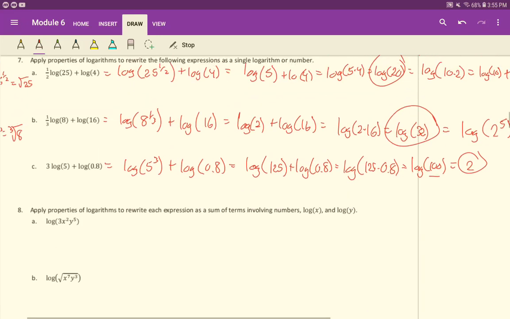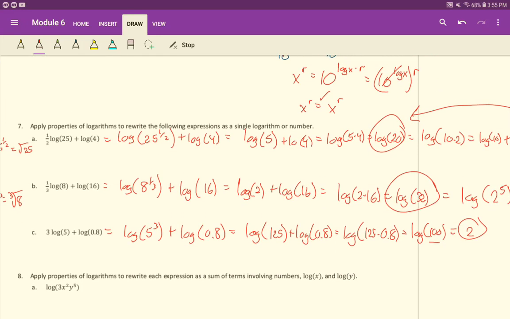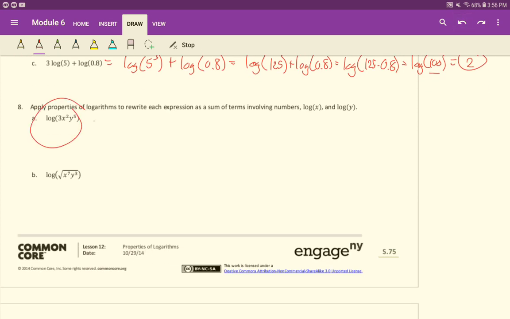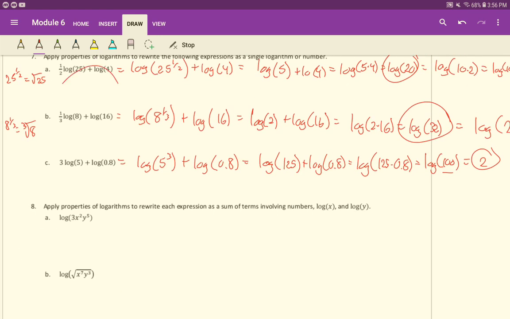Welcome back. So in the previous lesson video, we looked at rewriting multiple logarithms into a single logarithm or simplified number. In this video, we're going to take a single logarithm and expand it out to look something like this. We're basically working backwards from what we did earlier.